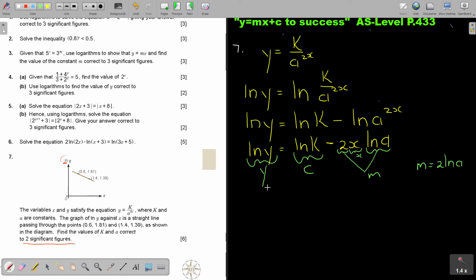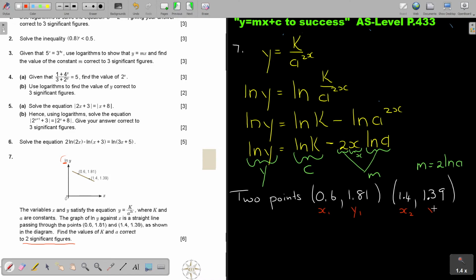Okay. Can I just now with the 2 points? We're going to find two things, the value of m and the value of c. So the 2 points, and what are the 2 points? It's 0.6 and 1.81, and it's 1.4 and 1.39. And now this is x1, y1, x2, y2.